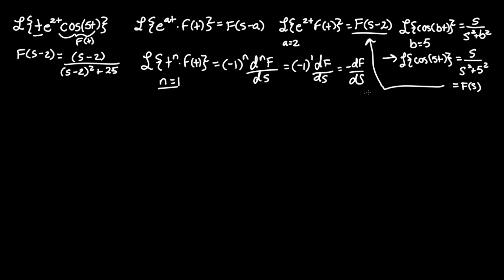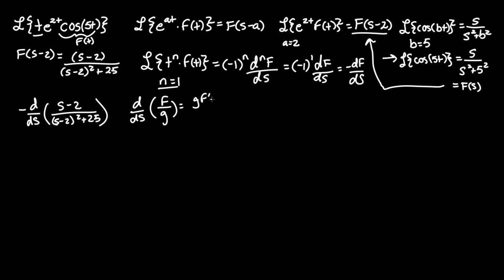And remember, we're not acting this on f of s, but rather f of s minus 2, since we have the e to the 2t times this whole cosine transform. So this will become negative d ds of our f of s minus 2: s minus 2 over s minus 2 squared plus 25. Unfortunately, this will be a derivative of a fraction, so we know that d ds of f over g should give you g f prime minus f g prime over g squared. Of course, all with respect to s.